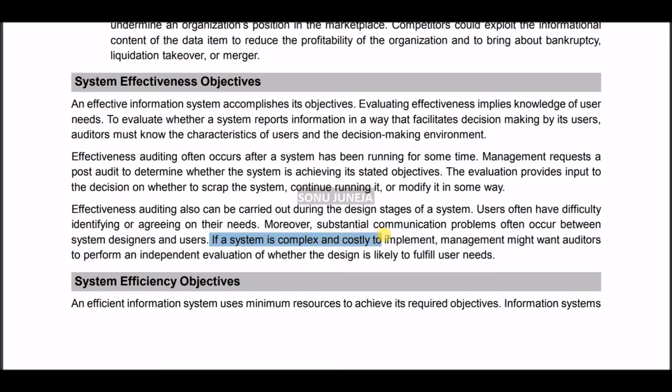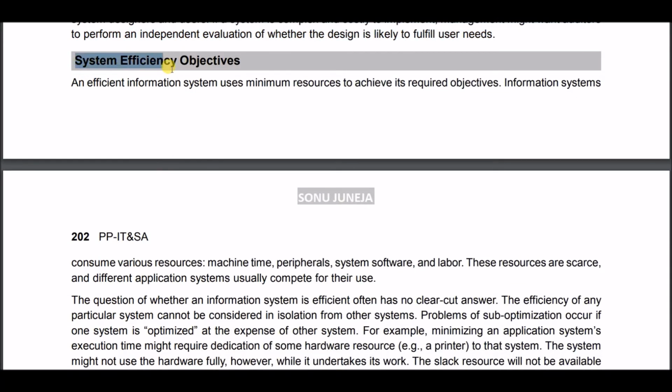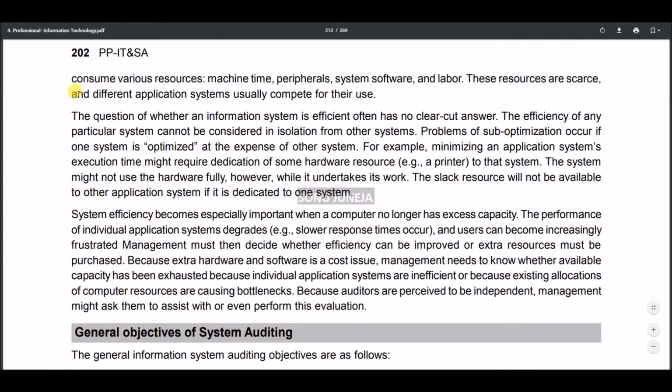So if a system is complex and costly to implement, management might want auditors to perform an independent evaluation of whether the design is likely to fulfill the user need, as I stated earlier. Now we're looking at the system efficiency objective. An efficient information system uses minimum resources to achieve its required objective. Information systems consume various resources: machine time, people, system software, and labor. These resources and different application systems usually compete for their use. The question of whether an information system is efficient often has no clear-cut answer.